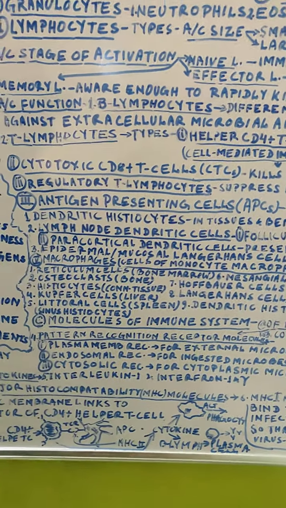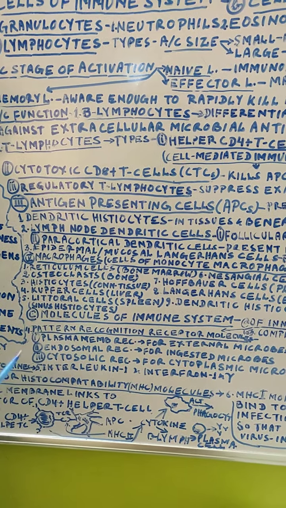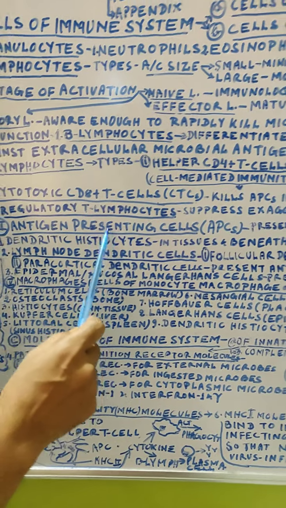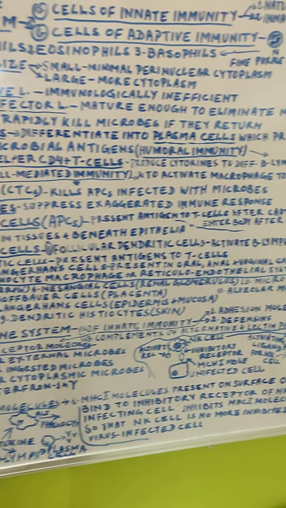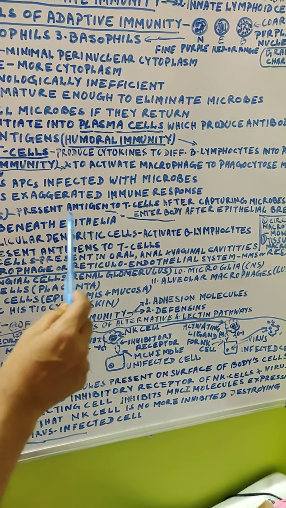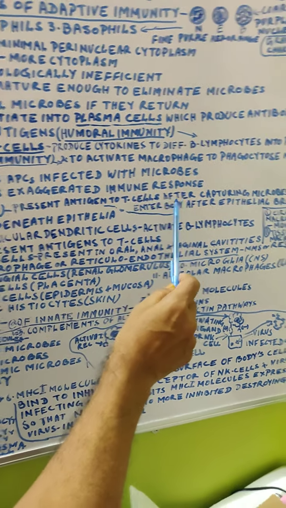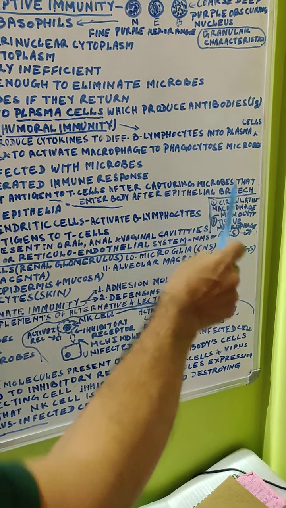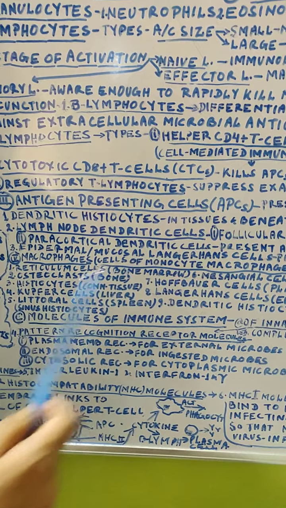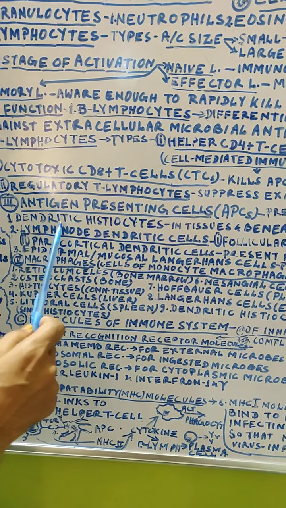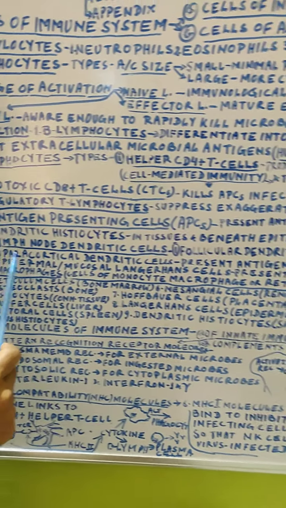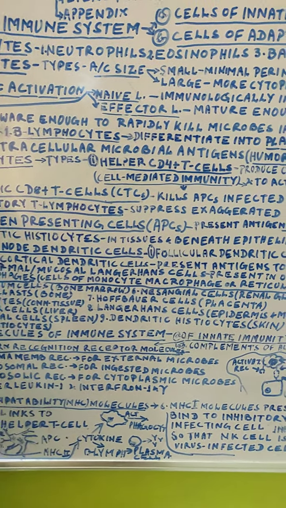Now come to another category of the cells of the adaptive immunity, the antigen presenting cells, also known as APCs. These present antigens to T cells after capturing microbes that enter the body after epithelial breach, as you have seen earlier. Now, what are the different types of antigen presenting cells? Number one is the dendritic histiocytes, which are present in tissues and beneath the epithelia. Second is the lymph node dendritic cells.